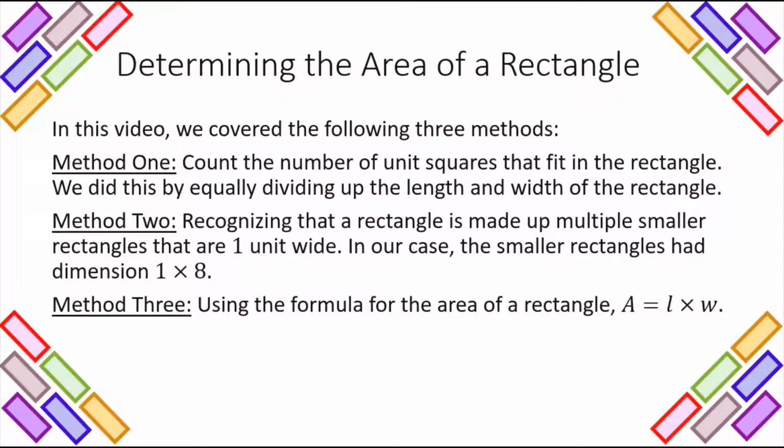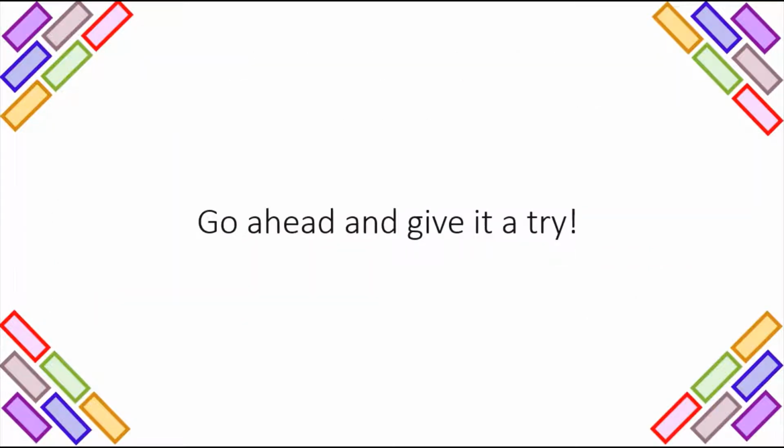And method 3 is to use the area formula for a rectangle. A equals L times W, where A is for area, L is for length, and W is for width. So the formula is area equals length times width. Go ahead and give it a try.